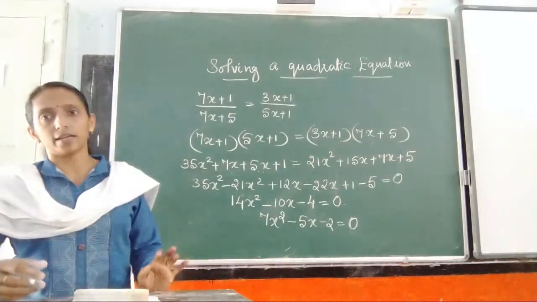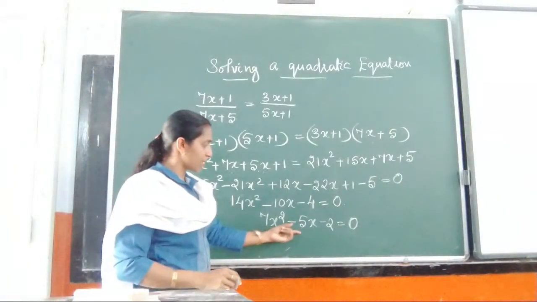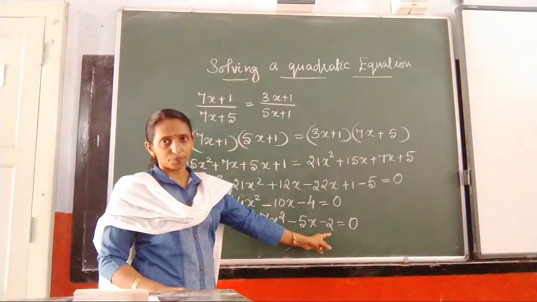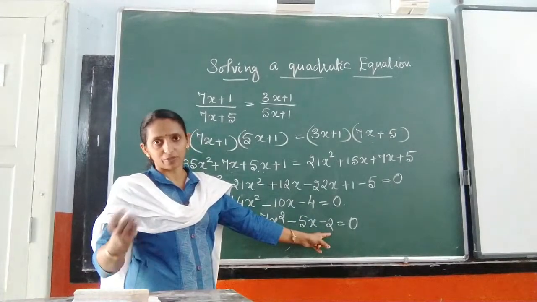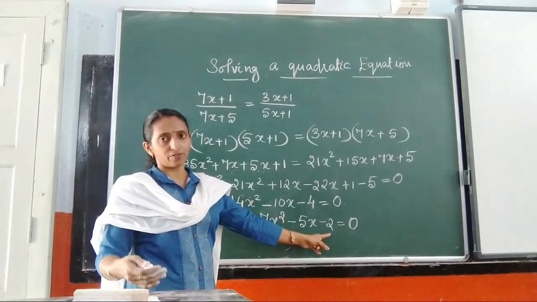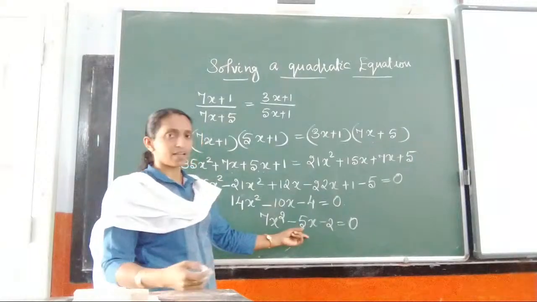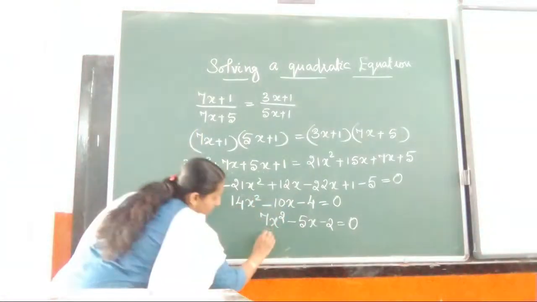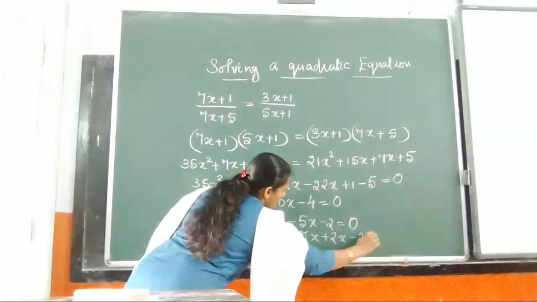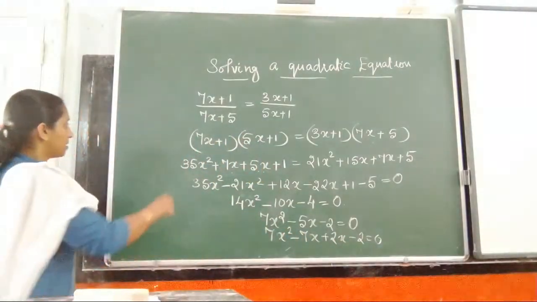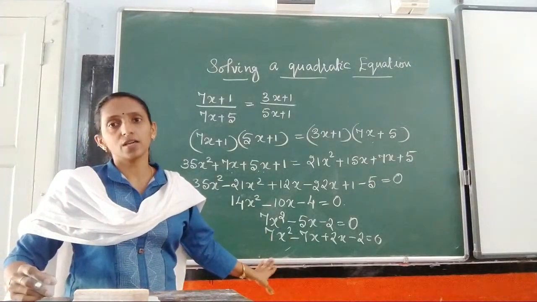Just solve and find out the answer. Okay, this question after solving you will get, because sum is -5, product is -14. -14 means 7 and 2 only. Two groups of factors only. One is 1 and 14, that's not possible here. The second is 7 and 2. So if you are allotting the numbers, 7x square minus 7x plus 2x minus 2 equal to 0. After simplification, taking out the common factor, you will get the roots of the quadratic equation.